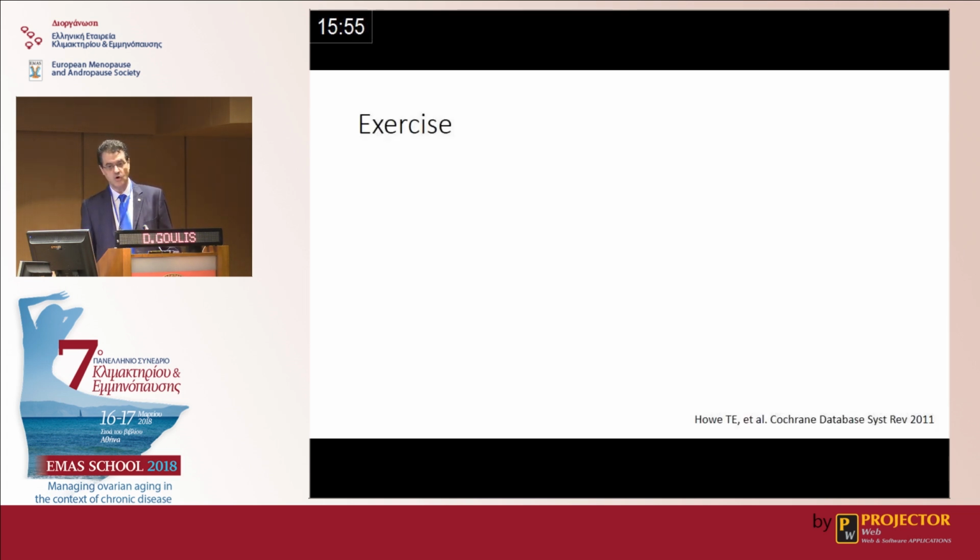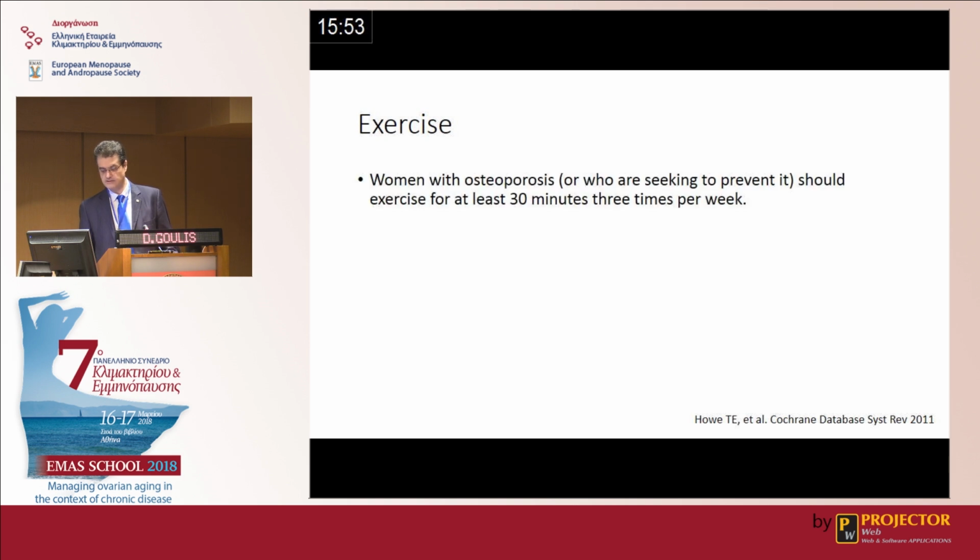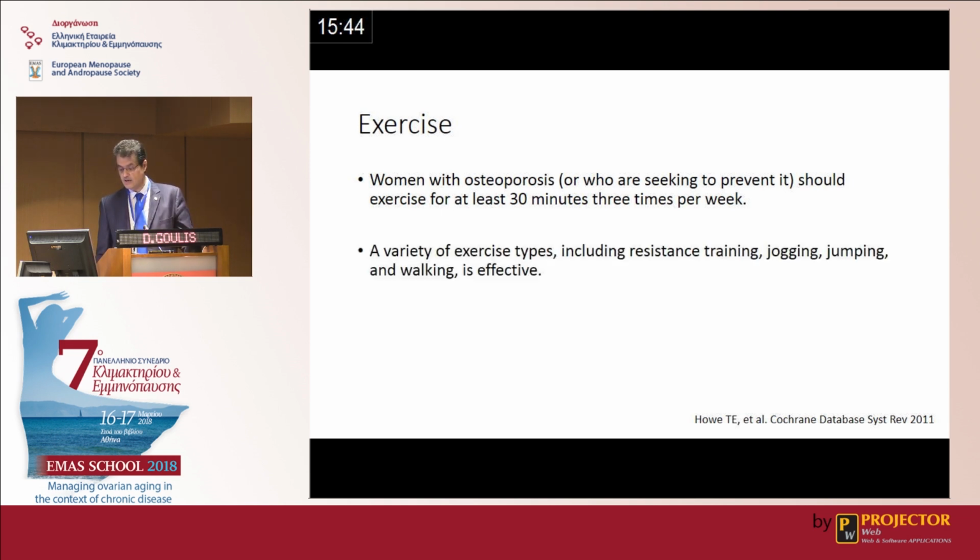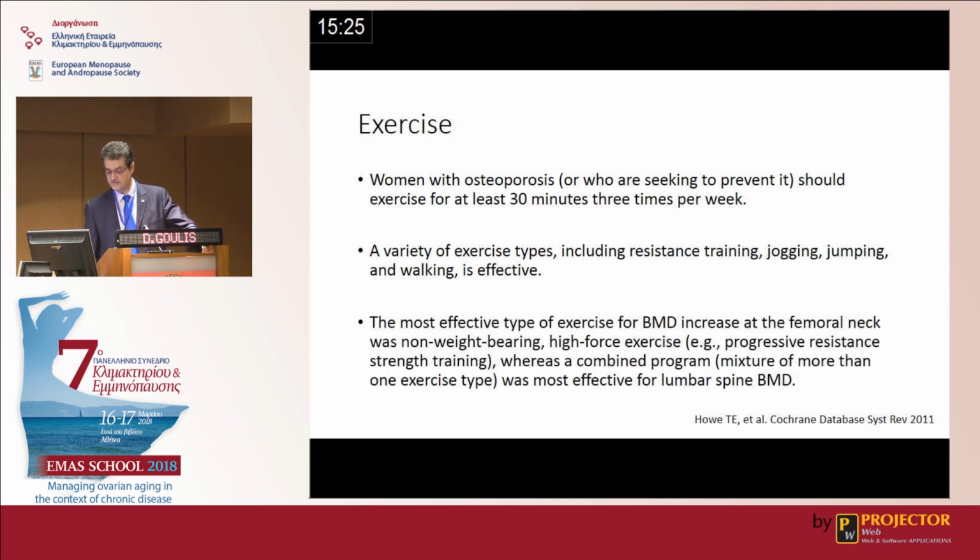Now, what about osteoporosis that we have discussed today? Women with osteoporosis should exercise for at least 30 minutes every other day, 3 times per week. A variety of exercise types are beneficial: resistance training with elastic bands, jogging, jumping, walking. Actually, exercising with big muscle groups has been proved, as you can see here, in the evidence from the Cochrane systematic review, to be effective.